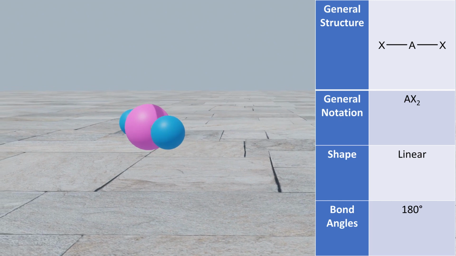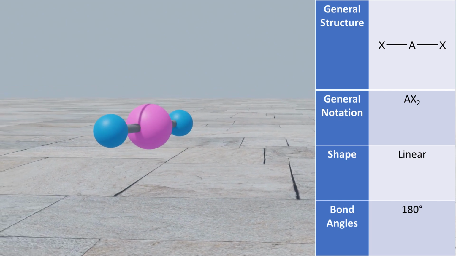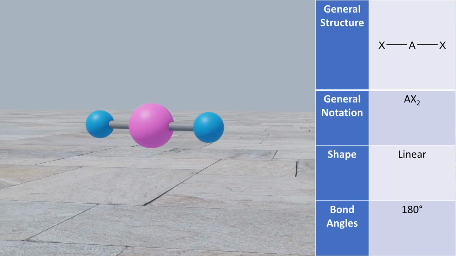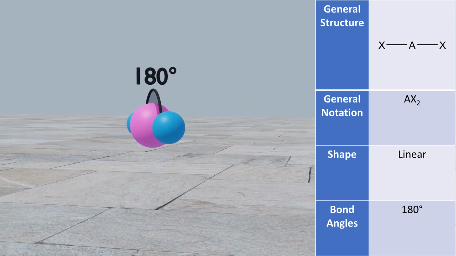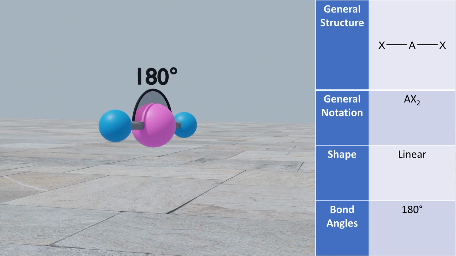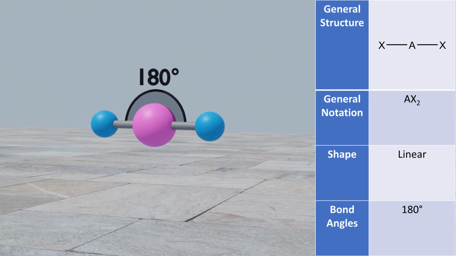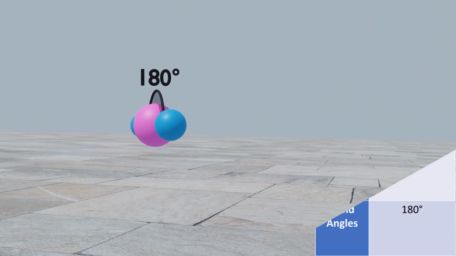The surrounding atoms are as far as possible from each other on opposite sides of the central atom. The shape is linear, with the XAX bond angle being 180 degrees. The shape is the same whether the 2 bonding groups are the shared electrons in 2 single bonds, 2 double bonds, or a single and a triple bond.